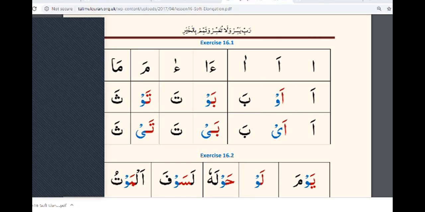Do you want to have a go at doing this line now by yourself? Okay. Off you go from the beginning then. Good. Next one. Good. Well done. Next one. Ba. Good. Bow. Next one. Da. Good. Dao. And the last one. Sa. Beautiful. Well done. Excellent.